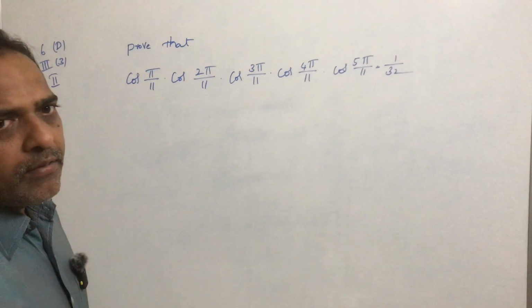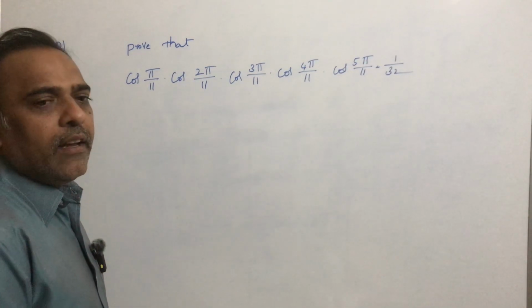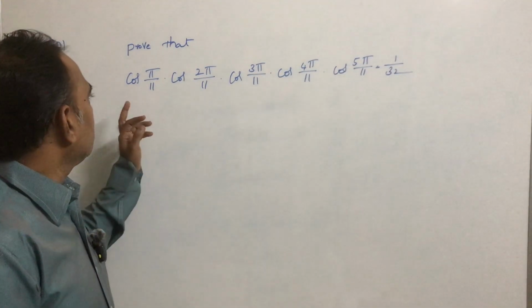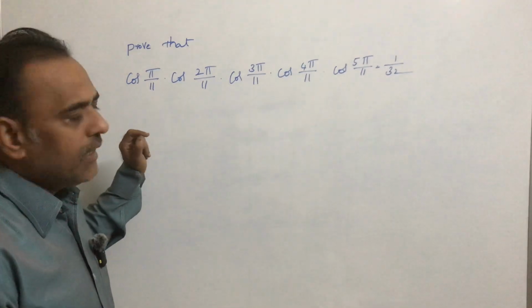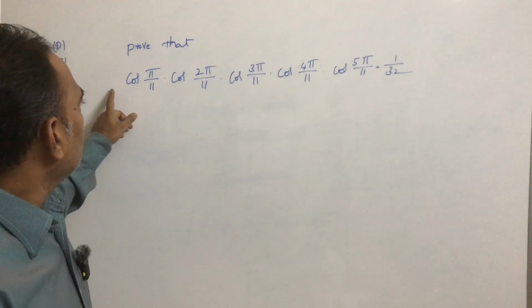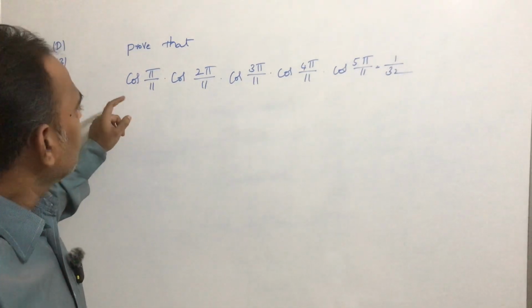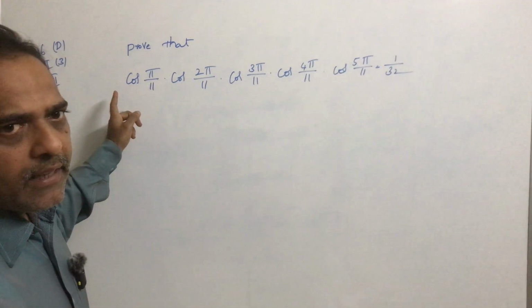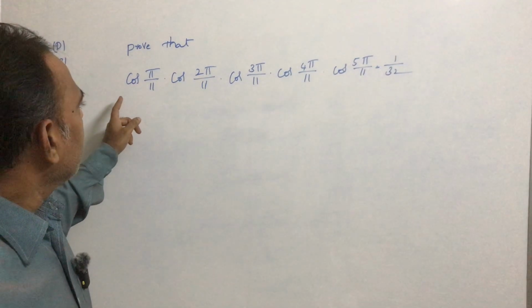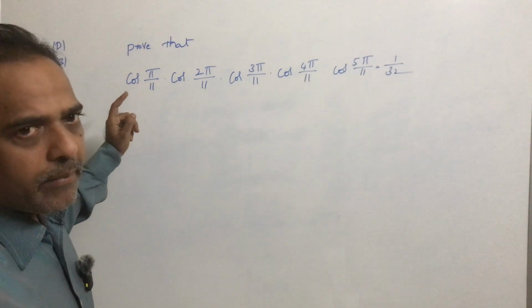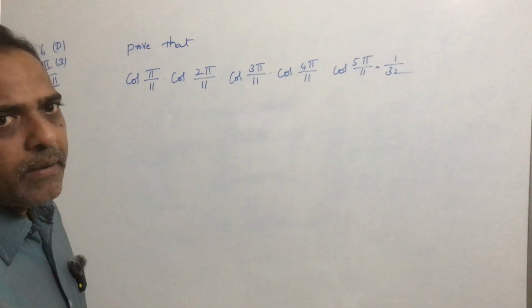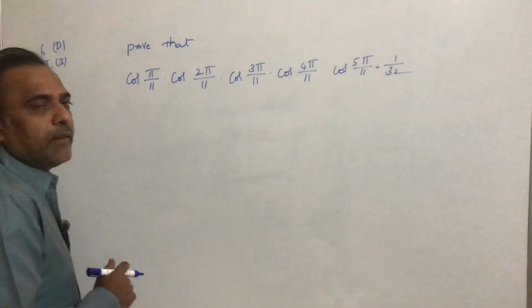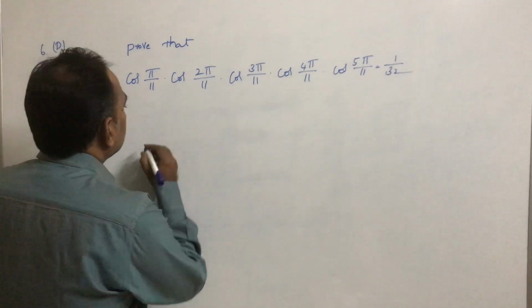We know the formula of sin 2a. Formula of sin 2a is 2 sin a cos a. So here the 2 sin a term is missing. So we need to multiply the given with 2 sin pi by 11 and divide by 2 sin pi by 11. That is the initial step. So first write down what is the given.